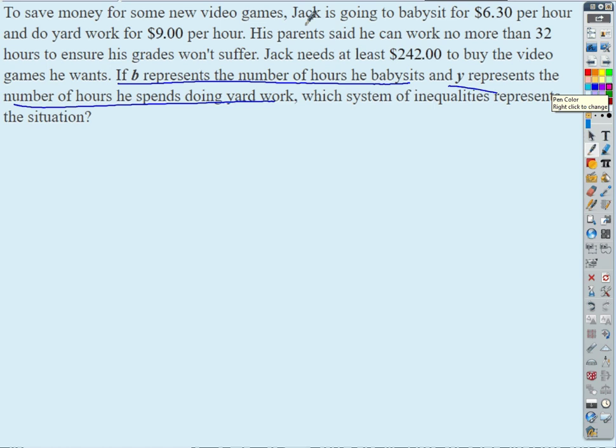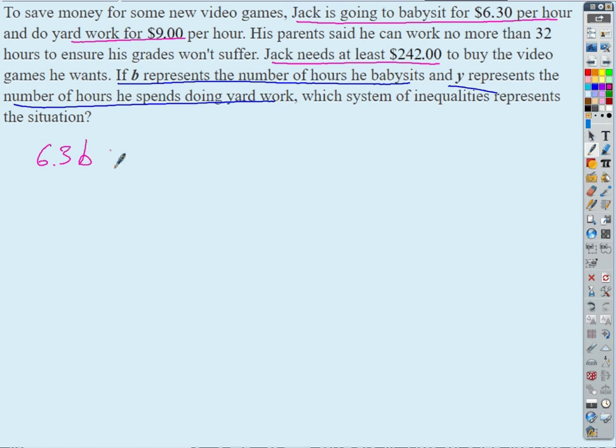So how about this one? We know he's babysitting for $6.30 per hour and doing yard work for $9 per hour, and he needs at least $242. We need an expression that tells us how much money he's making. If B is the number of hours he babysits, and he's making $6.30 per hour, how much money is he going to make babysitting? 6.3B. That's how much money he's making from babysitting total. How much is he making from yard work total?